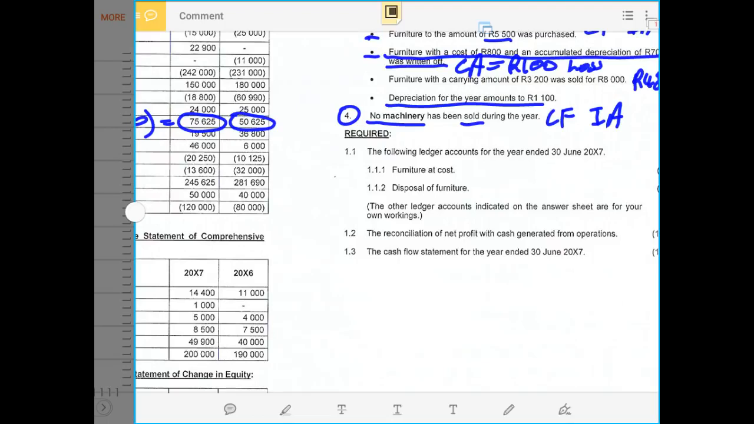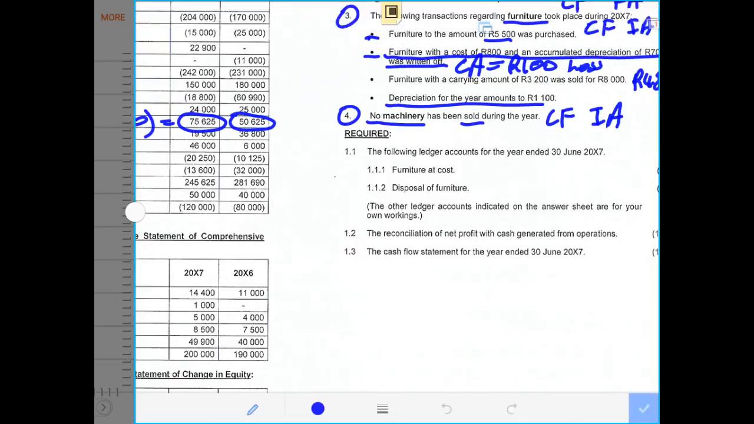So now I go to the requirements lastly, and I always recommend students to start with the requirements before they analyze the journal entries or any information provided. But in this day, I decided to start with the information provided. Requirement 1.1 says to us the following ledger accounts for the year end 30 June 2007. That means they require us to do the ledger account for furniture, the ledger account for disposal of furniture. And remember, the first one is furniture at cost. That means we have to record the furniture at the cost price.